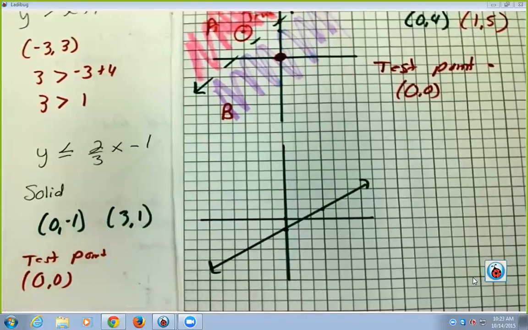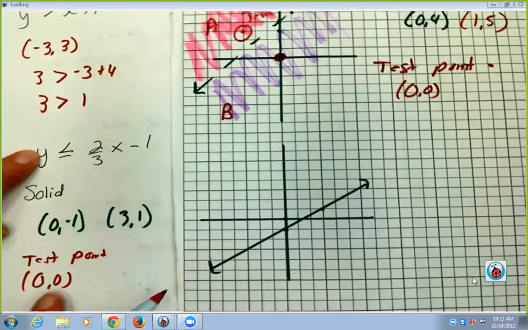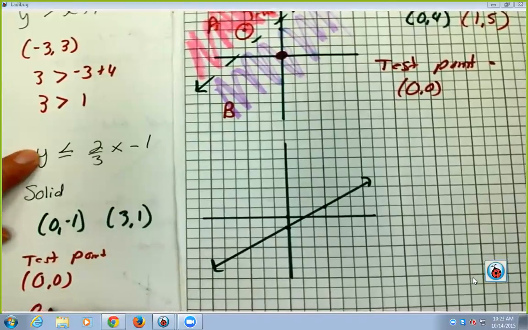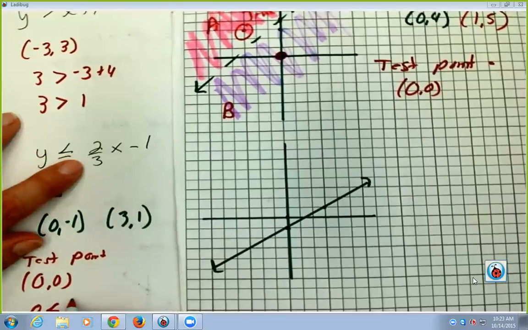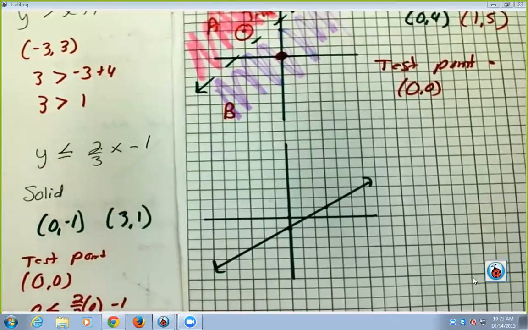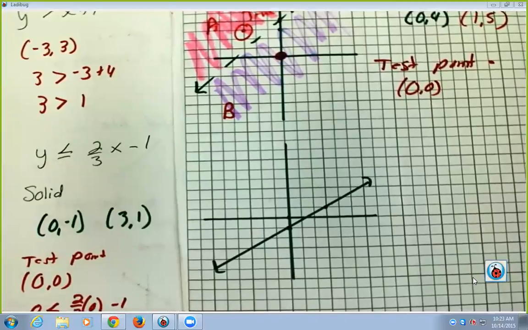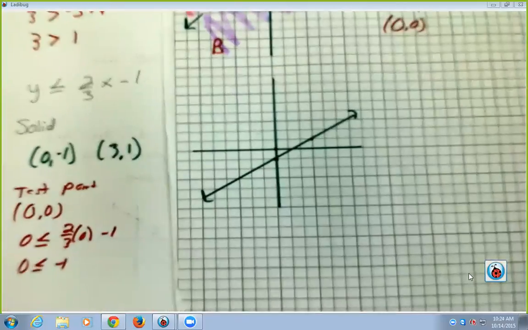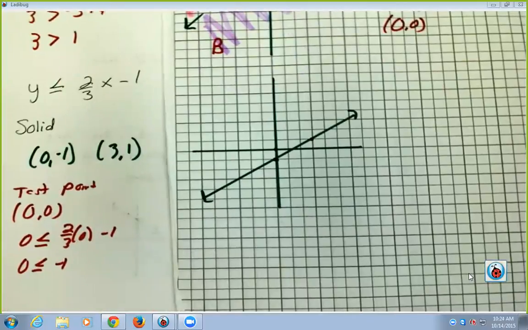Is it true or false? Does it make my statement true? 0 for y is less than or equal to 2/3 times 0 minus 1. Is 0 less than or equal to a negative 1? Is that true or false? 0 is less than a negative 1. False, yep.